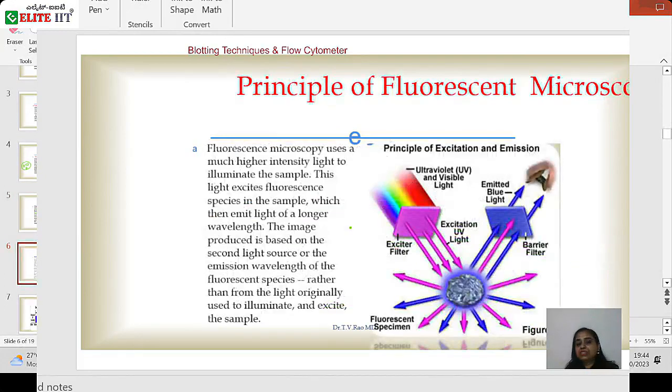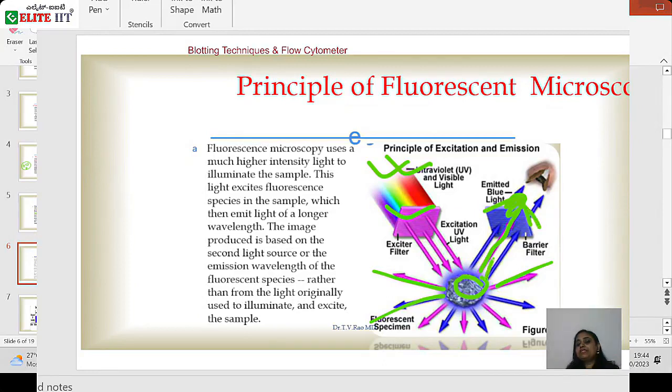And this is the machine. You don't have to understand too much about this. Fluorescent microscopy uses a much higher intensity light to illuminate the sample. So in this case, UV light is given. See here, UV light is given. Now this is the exciter filter, and you want to visualize this particle. So in that case, what is happening? Some emission light will be there. So this is the fluorescent specimen, and you can detect it from here. Emitted blue light: here in this case, UV light is coming, but the emission light color is blue light.